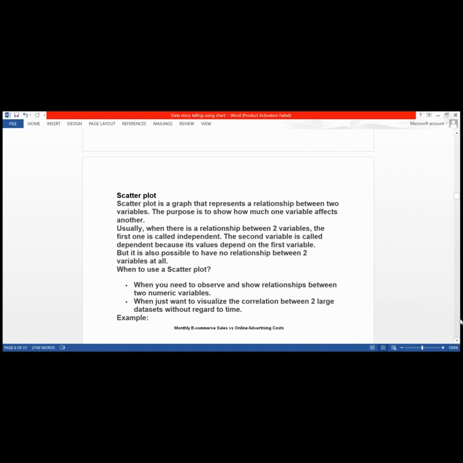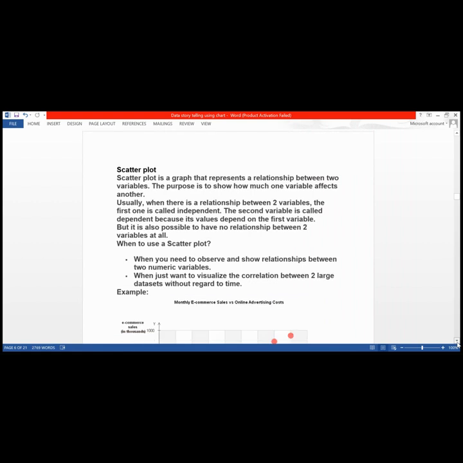But it is also possible to have no relationship between the two variables at all. When are we to use a scatter plot? We said when you need to observe and show the relationship between two numerical variables, when you just want to visualize the correlation between two large data sets without regard to time.